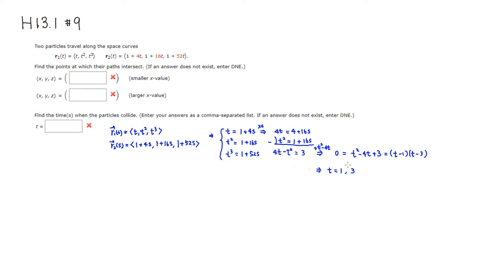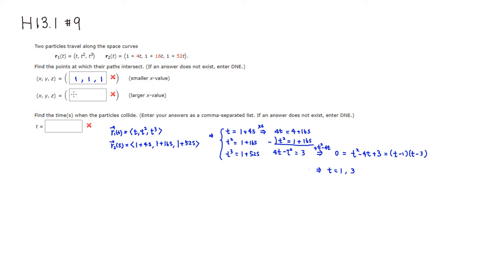When t equals 1, the point is going to be 1 comma 1 comma 1. We have to make sure that this is actually true. When 1 plus 4s is equal to 1, s is going to be 0, so the other components are 1 and 1, so it goes through the same point. Now let's try t equals 3.